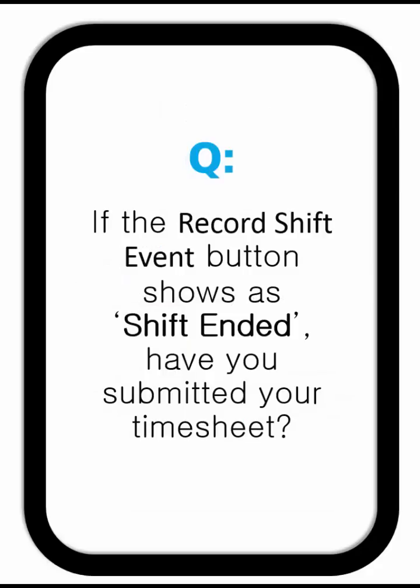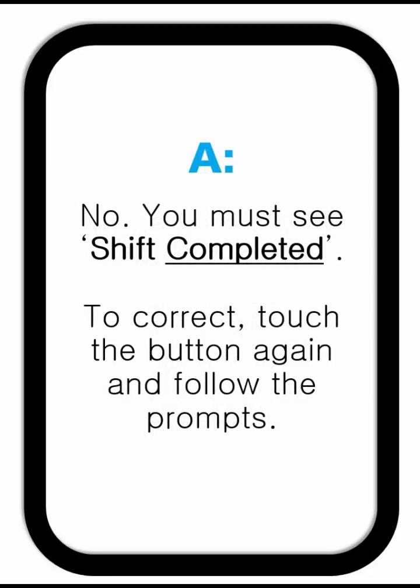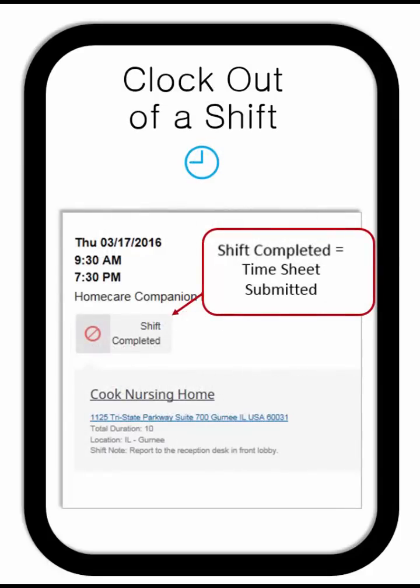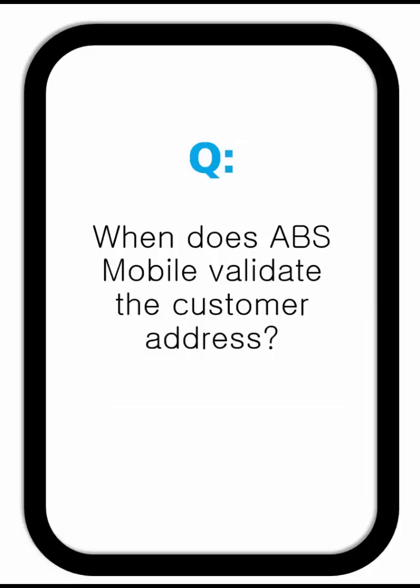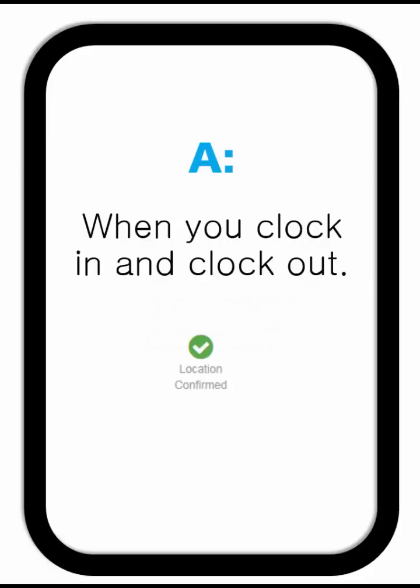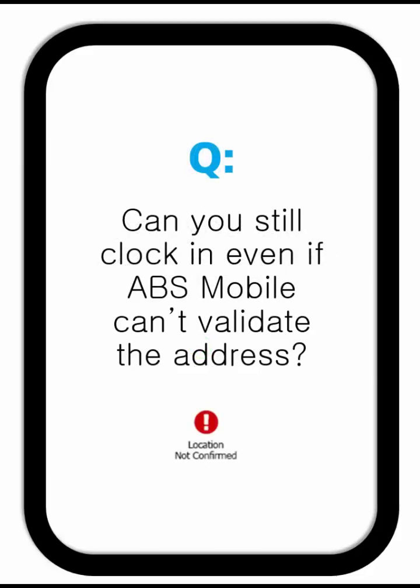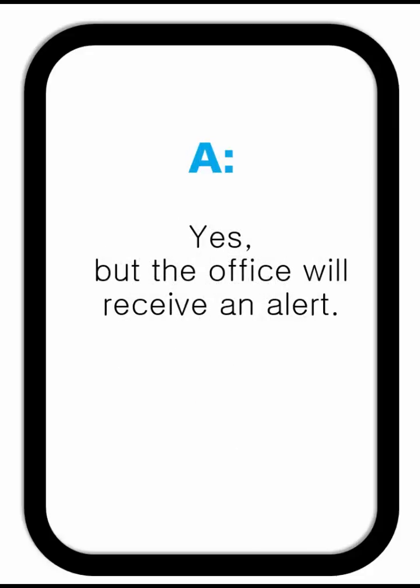Question 3. If the Record Shift Event button shows as shift ended, have you submitted your timesheet? The answer is no. You must see the shift completed. To correct this, touch the button again and follow the prompts. Question 4. When does ABS Mobile validate the customer address? The answer, when you clock in and clock out. Question 5. Can you still clock in even if ABS Mobile can't validate the address? And the answer is yes, but the office will receive an alert.